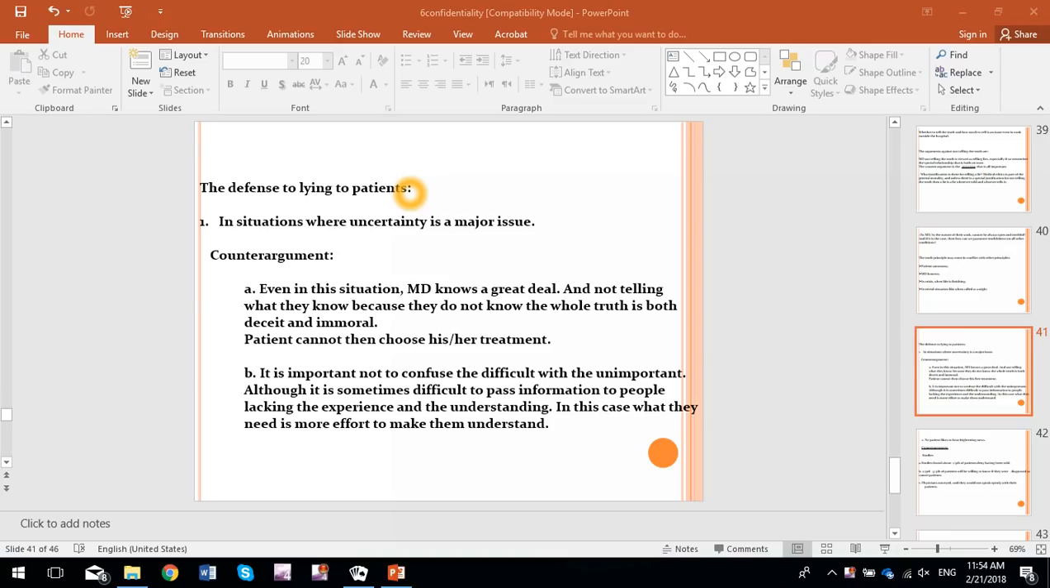The ethicists say, okay, even in this case, if uncertainty is there, this is the counter argument: even in this situation, as a physician, you still know a great deal, and not telling what you know. I'm not asking you to tell me what you don't know. Just tell me what you know. Not telling what you know because you do not know the whole truth is both deceit and immoral.